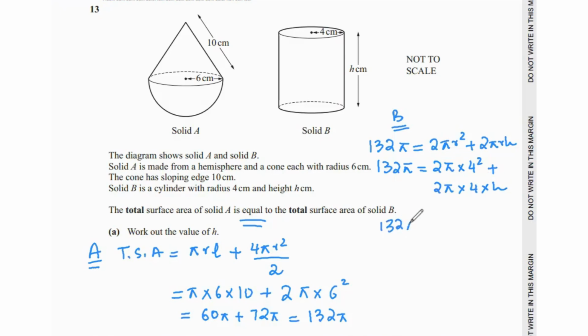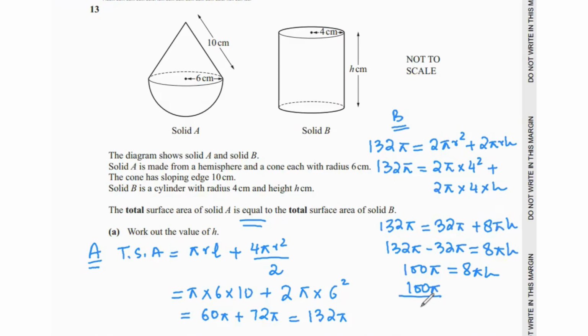So 132 pi equals 4 squared is 16, 16 times 2 is 32, 32 pi plus 4 times 2 is 8, 8 pi h. 132 pi minus 32 pi equals 8 pi h. That's 100 pi. Divide 100 pi by 8 pi to find the value of h. The pi gets cancelled out. 100 divided by 8 is going to be 12.5. So 12.5 centimeters is your height for the cylinder.